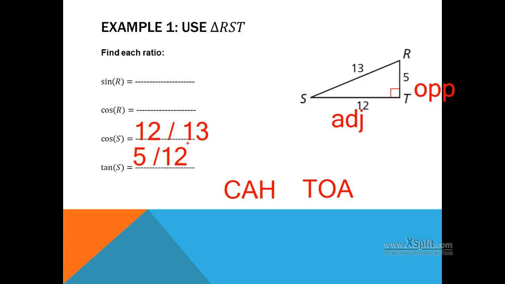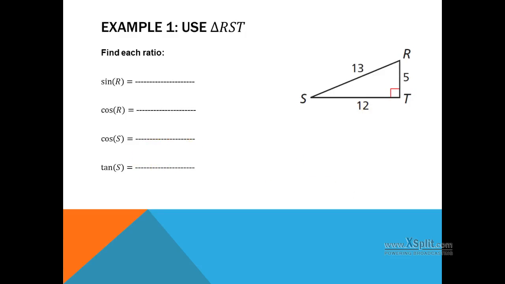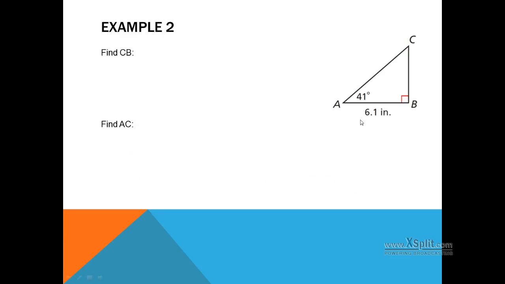Now you might be asking, how is this going to be used in real life? We're just writing a bunch of fractions, Mr. Reece. Well, let's check it out. If we know an angle and we know a side length, like AB is 6.1 and an angle is 41 degrees, if we know those two pieces, we can find every single other side length using trigonometry.